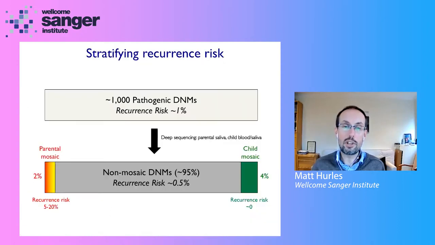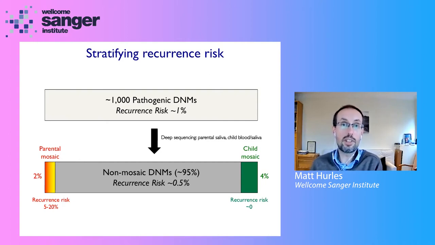So what we did is we took 1,000 disease-causing de novo mutations and sequenced them very, very deeply. Now, we might expect that over these 1,000, the recurrence risk of having a child with the same mutation, the same disease, is about 1%. But as I just said, what we suspect is this average number of 1% probably reflects a small number of parents who had a very early mutation and have a much higher risk of having a subsequent child, and a small number of children who had an early embryonic mutation in the child.